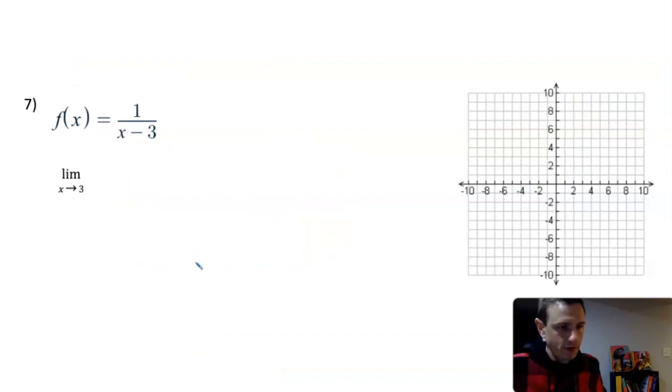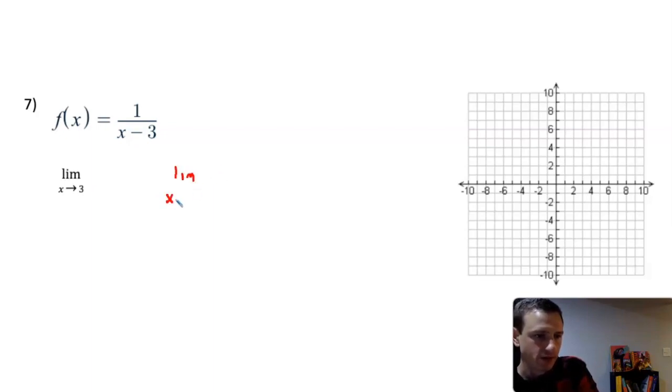Next example, I have the function of 1 over x minus 3. So we want to take the limit as x approaches 3 from the left, and we want to take the limit as x approaches 3 from the right. So we want to look at both directions, 3 from the left, 3 from the right.